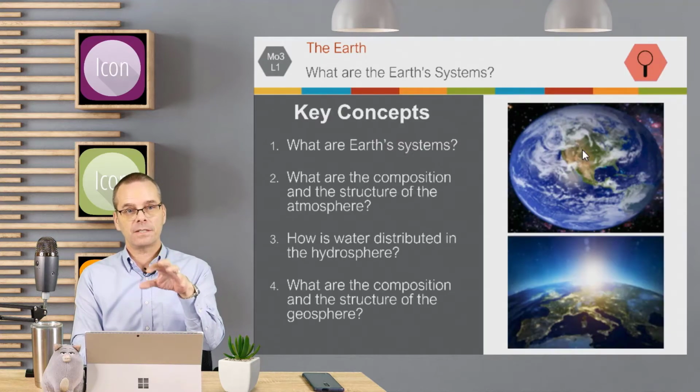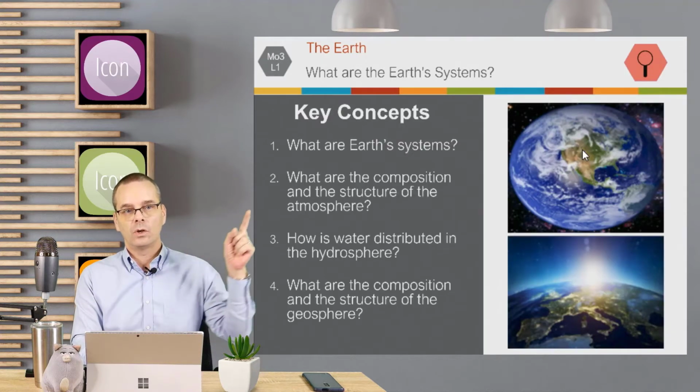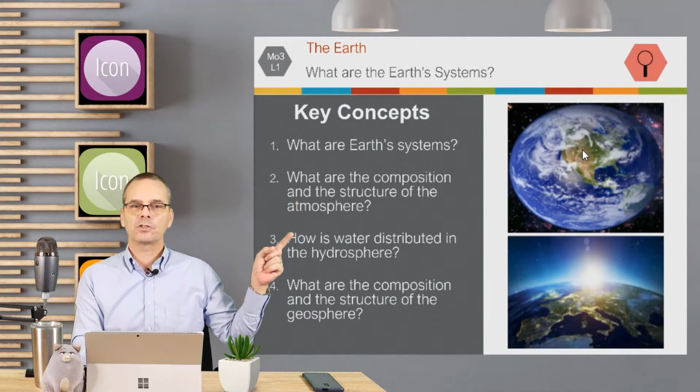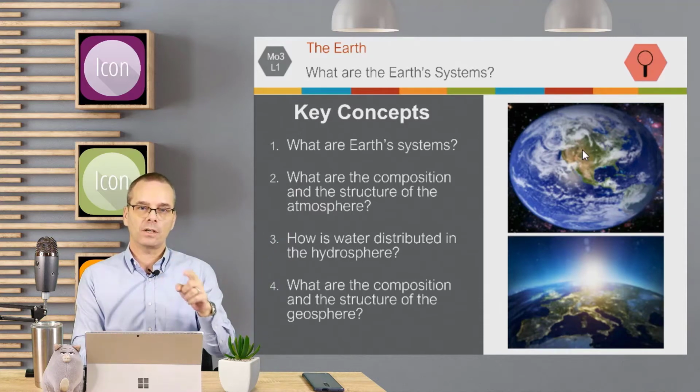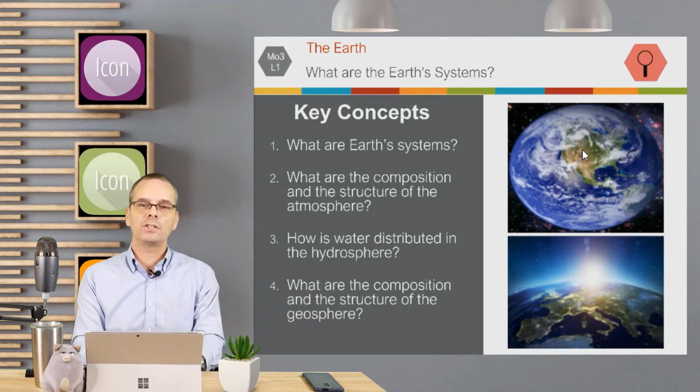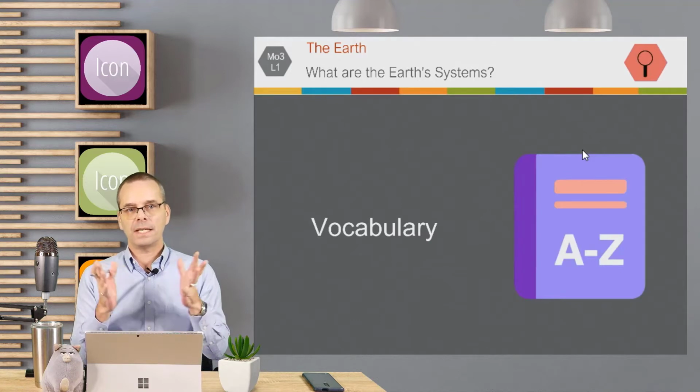In this lesson specifically, we're going to look at four things. What are Earth systems? What are the composition and structure of the atmosphere of Earth? How is water distributed in the hydrosphere of Earth? And what are the composition and the structure of the geosphere of Earth? So let's begin with some key vocabulary.